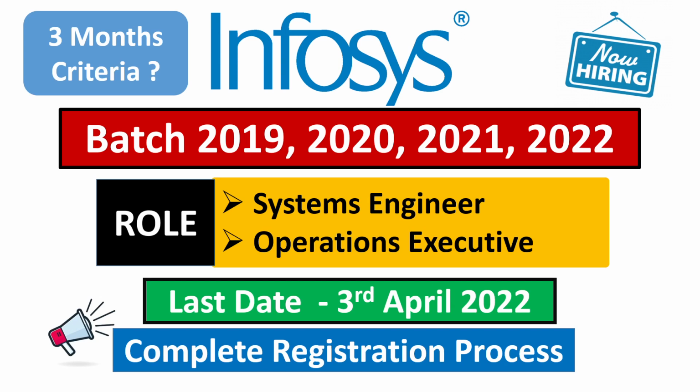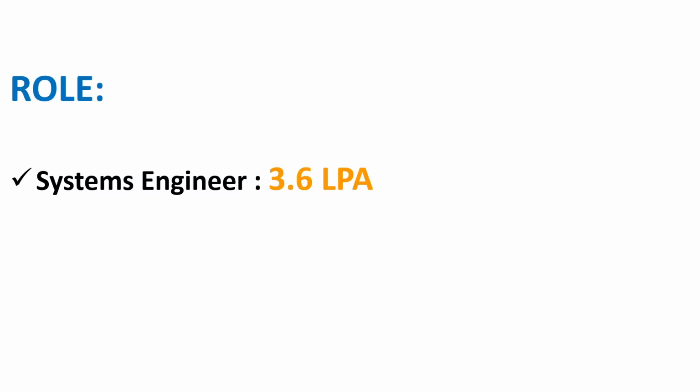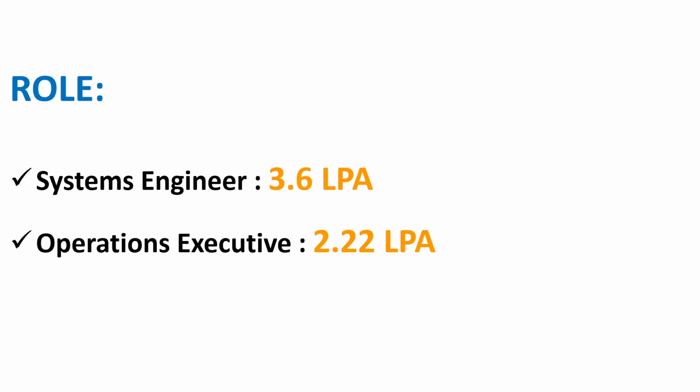So guys, today's video is about the hiring update from Infosys. This time Infosys is hiring for two different roles. The first role is systems engineer with a package of 3.6 lakh per annum, and the other role is operations executive with a package of 2.22 lakh per annum.